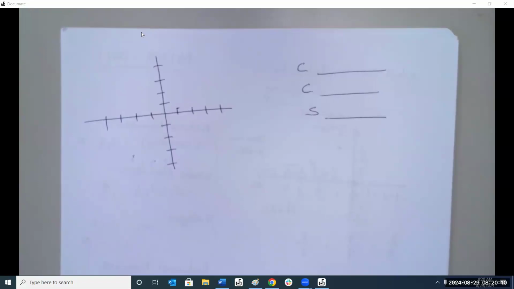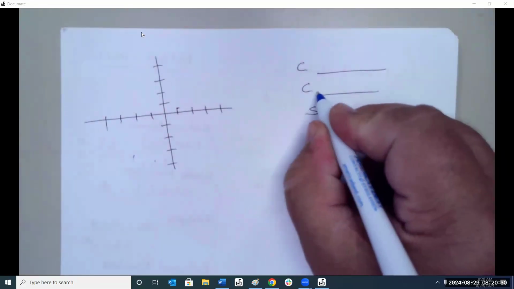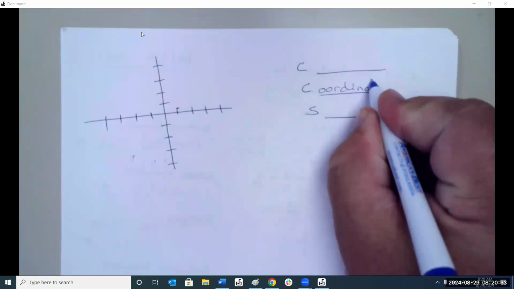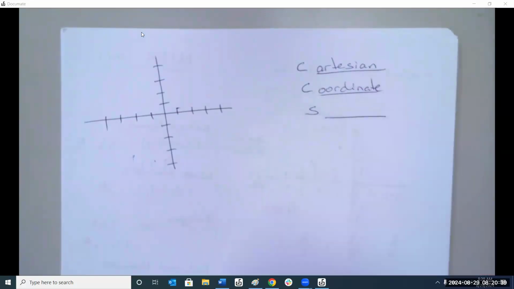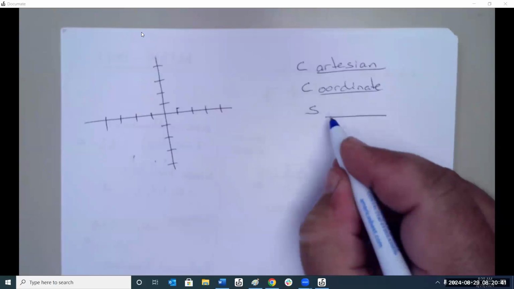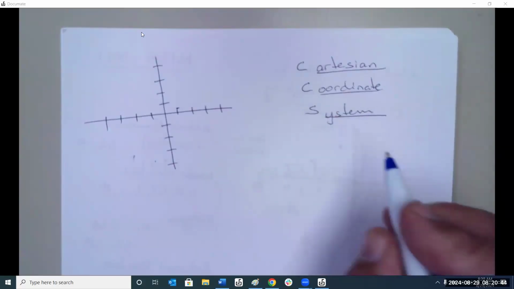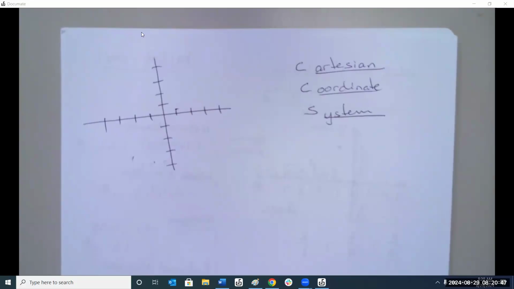There's a hint. I would play hangman, but I can't spell. Who invented it? Rene Descartes. So since he invented it, what kind of thing is it? Cart, coordinates, one of them. Cartesian coordinate system. If you ever look it up, that's what it's called: the XY graph, the Cartesian coordinate system.